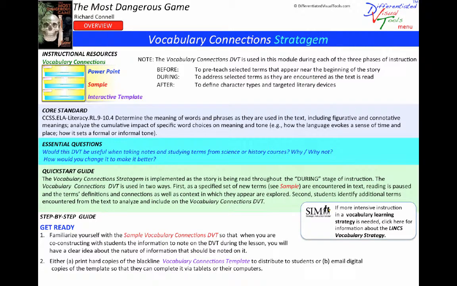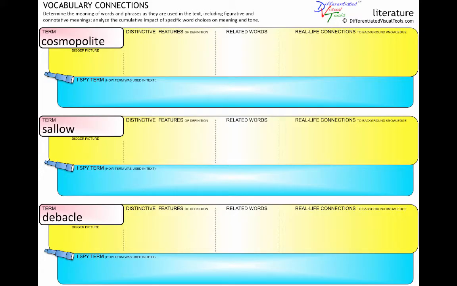With the vocabulary connection stratagem, we're going to be using the same DVT that we used earlier when we were pre-teaching vocabulary, only now we'll be using it during the reading of the story. So as we are encountering specific terms in the story, we will be adding the definitions and connections to that DVT.